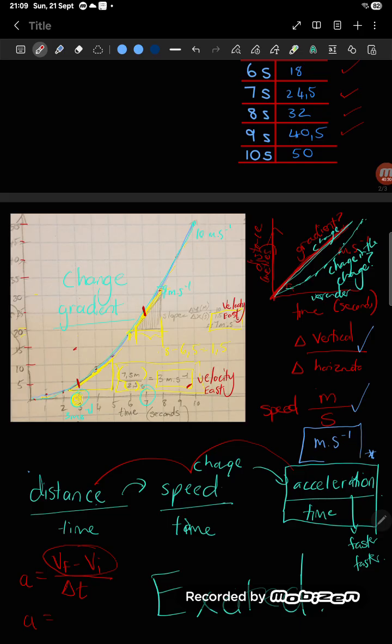So my acceleration would have been, well, what's my final velocity? 7 meters per second. What's my initial velocity? 3 meters per second. What's my time? 7 seconds, minus my time at 3 seconds. Final time minus initial time. Which gives me 7 minus 3 is 4. 4 over 4 is just 1.